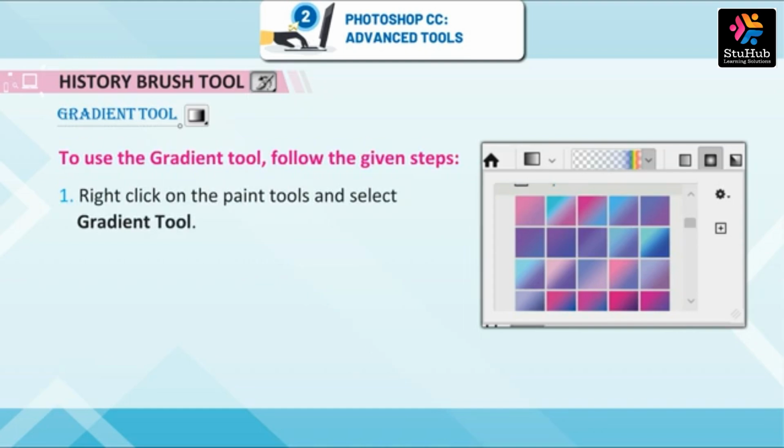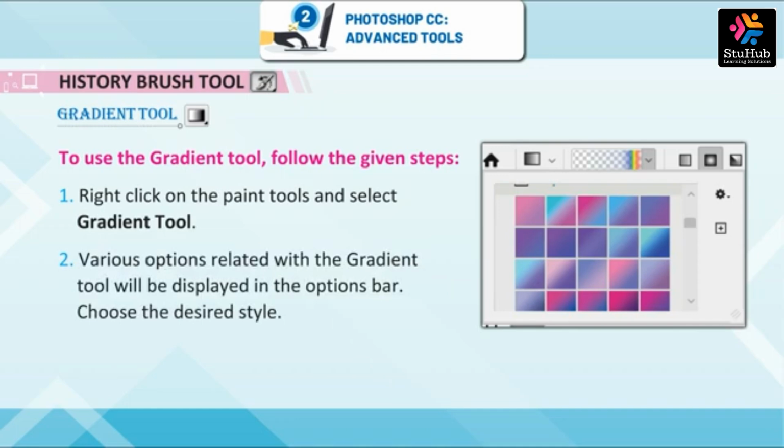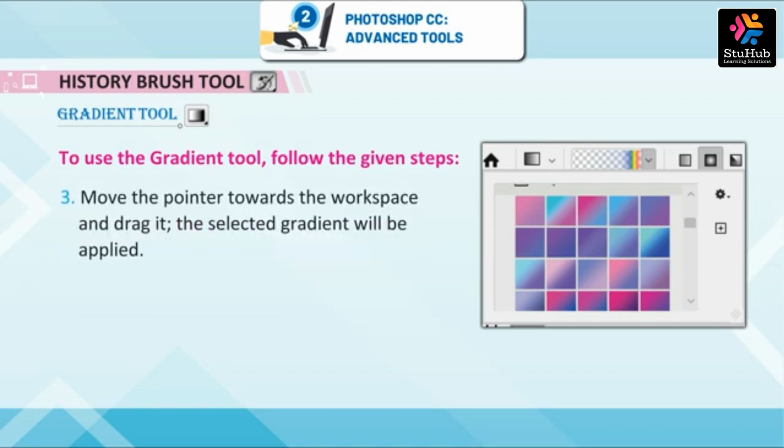Right-click on the Paint tools and select Gradient tool. Various options related with the Gradient tool will be displayed in the options bar. Choose the desired style. Move the pointer towards the workspace and drag it. The selected gradient will be applied.